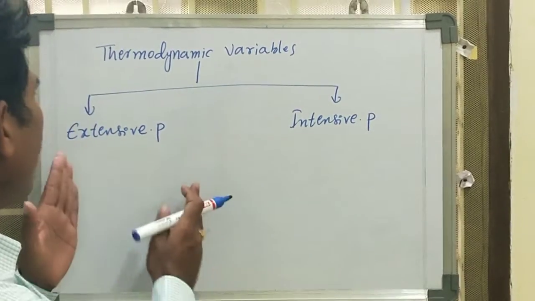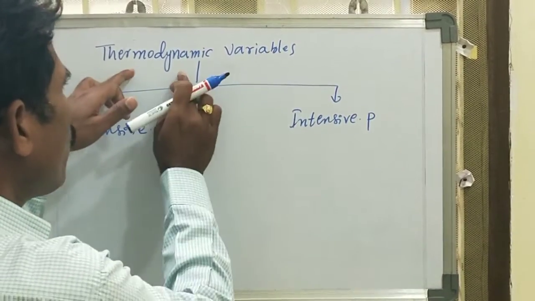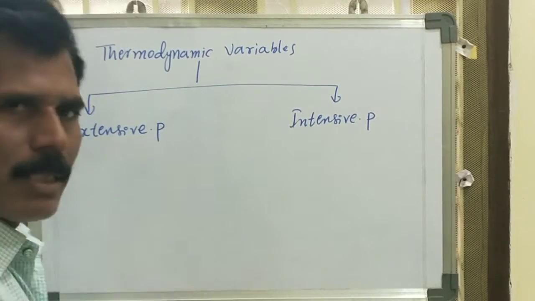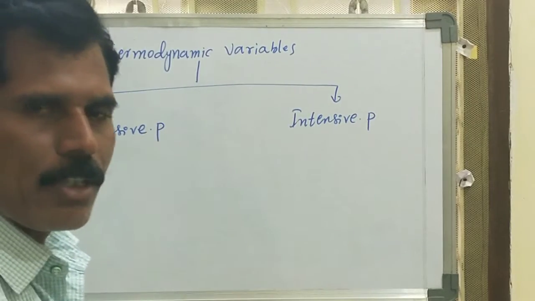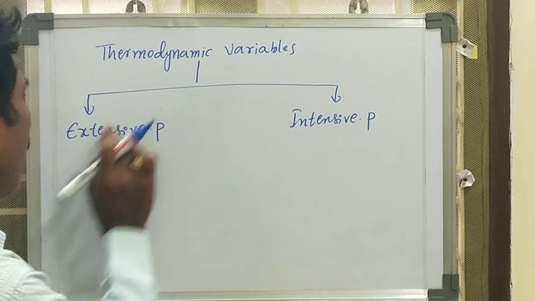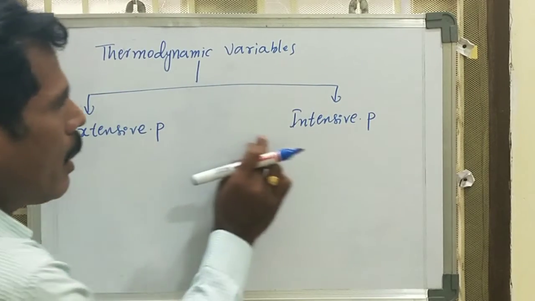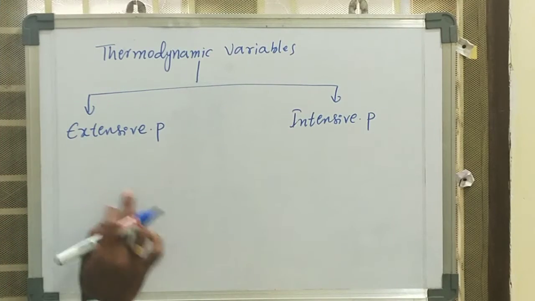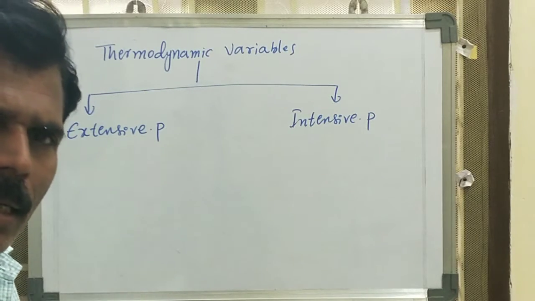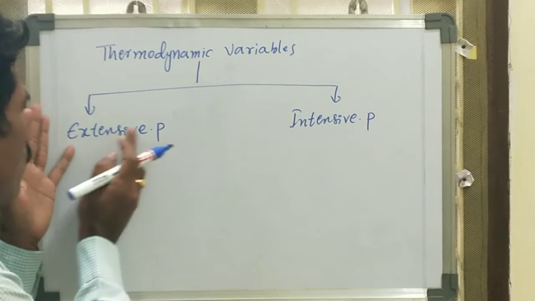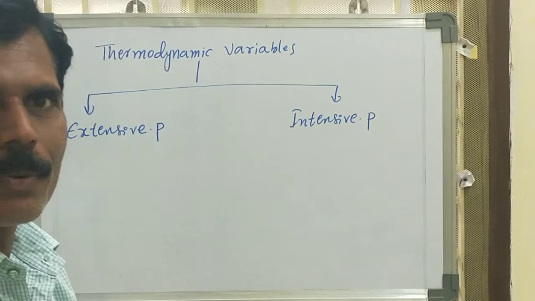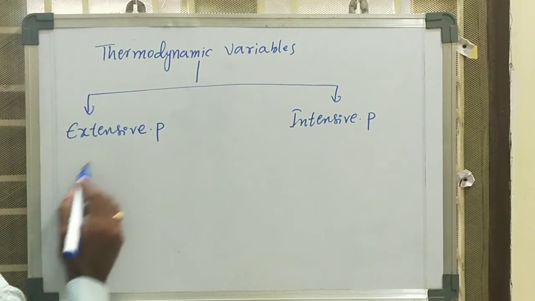Now let us see examples of thermodynamic variables, the types of variables we have just completed. So now, examples of extensive properties and intensive properties. How to write the examples of extensive properties, based on the mass? Let me write on the board.